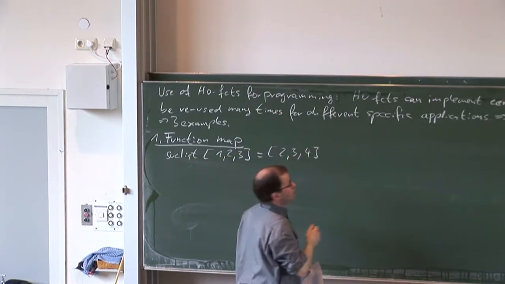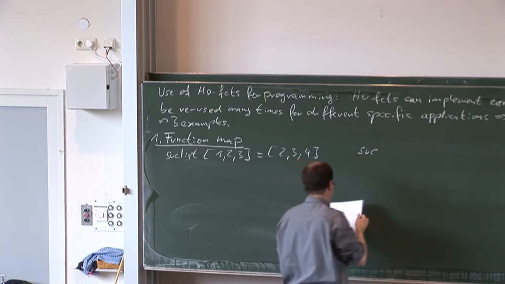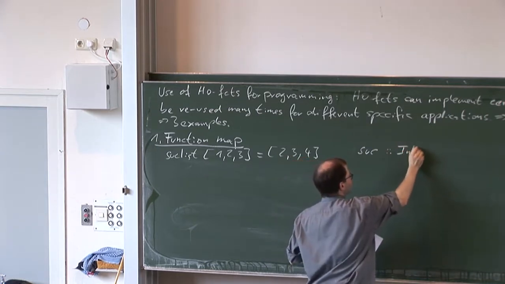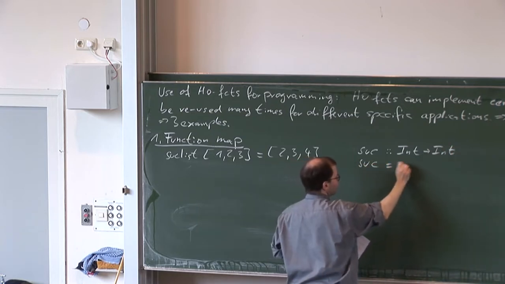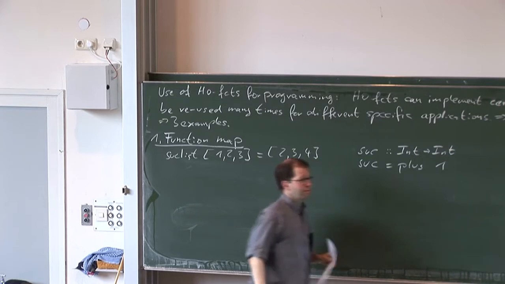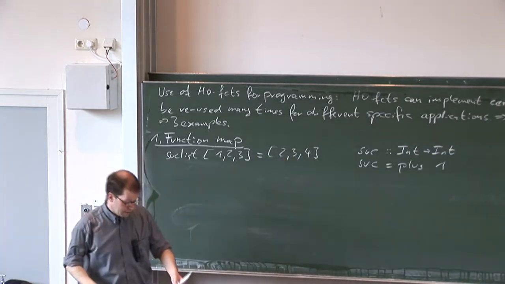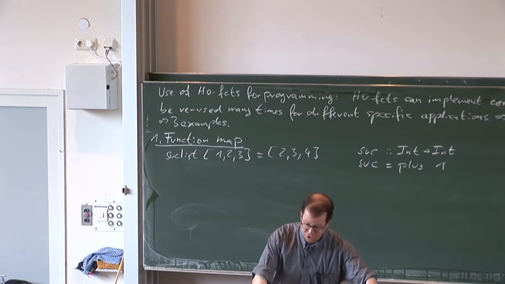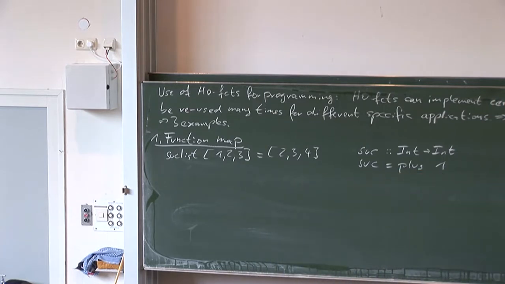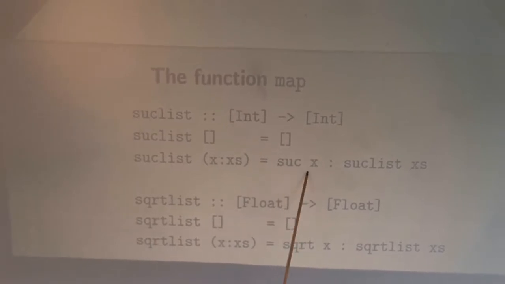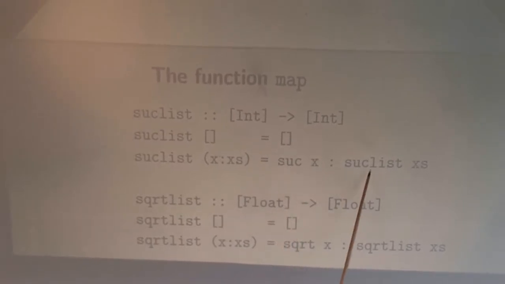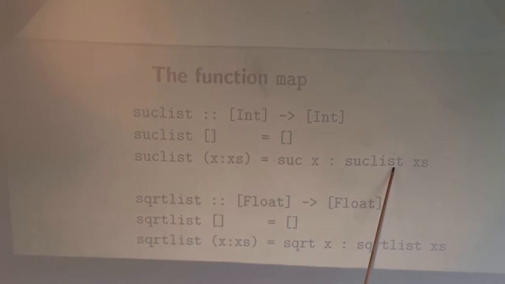And here this function suc that I wrote here, this should be a function from int to int, which simply increases its argument by 1. So you can define it like this. This is plus 1. And then how does this sucklist function work? Well, if you apply sucklist to the empty list, you get the empty list. If you apply sucklist to a list which is not empty, then you increase the first argument by 1 by applying this function suc, and you call sucklist recursively on the rest of the list.